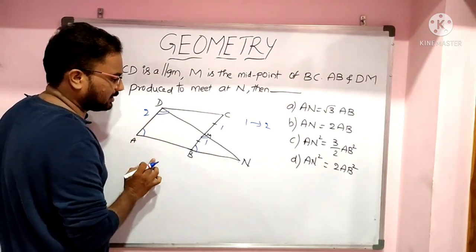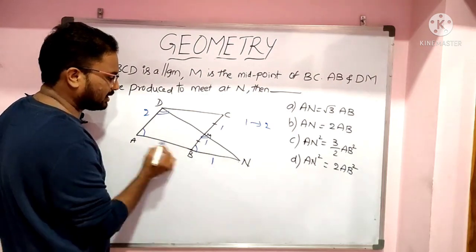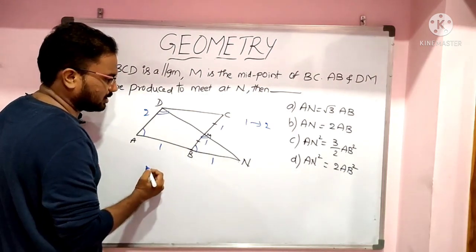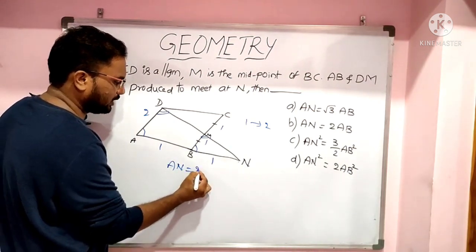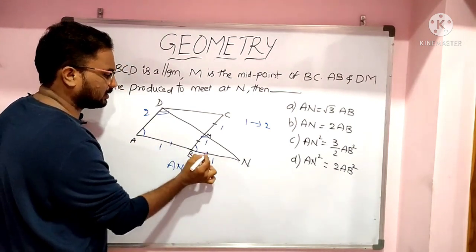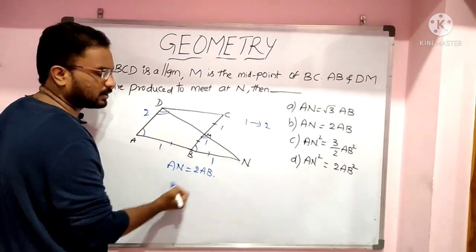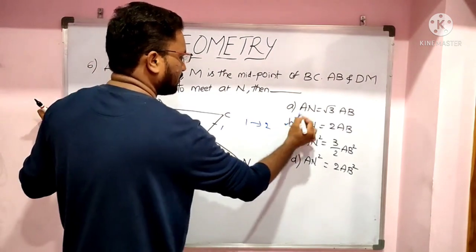So in the small triangle, the side is 1 and in the bigger triangle, the side is 2. So this will be one part. Here AN equal to 2 into AB, because B is the midpoint. So AN equal to 2 AB. Okay, so the answer is AN equal to 2 AB.